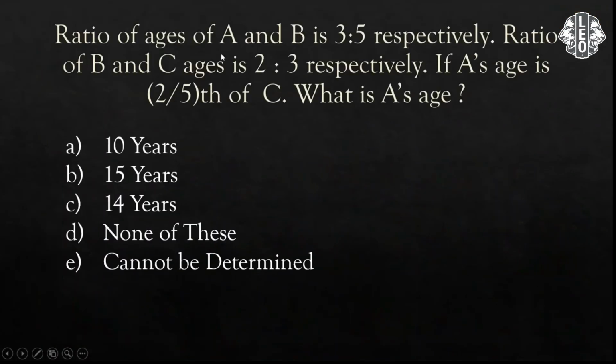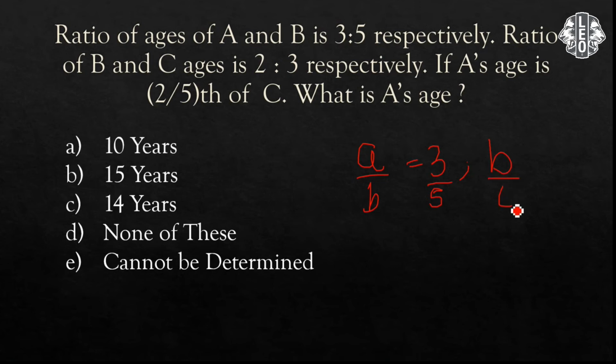Okay, this is done. So the ratio of the ages of A and B is 3 is to 5. It's quite simple: A by B is 3 by 5. Then the ratio of B and C is 2 by 3. Again, they are giving the same thing. A is equal to 2 by 5 of C. So they are gone. Even if you substitute the value of b in this, you won't get anything.